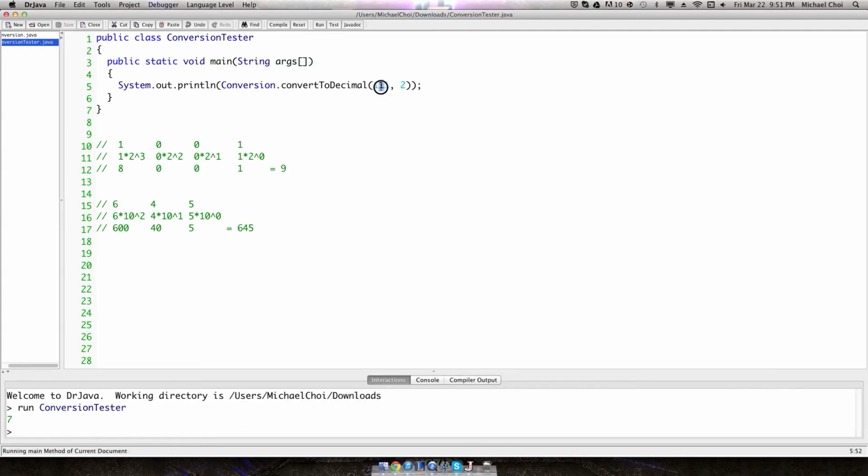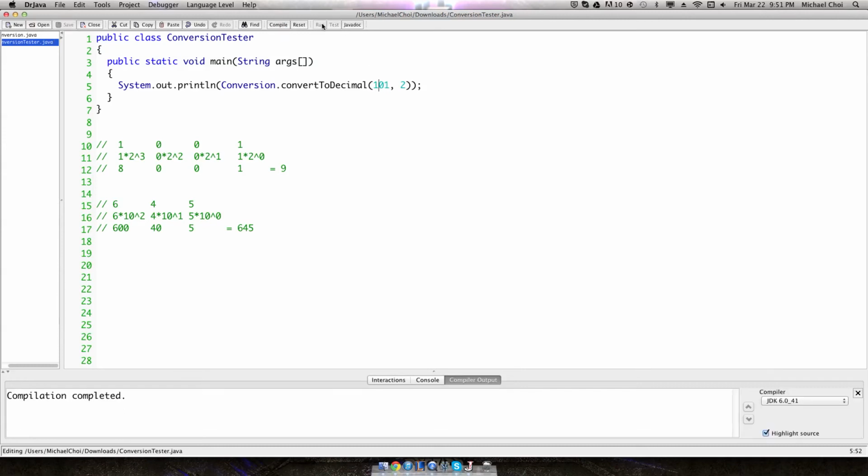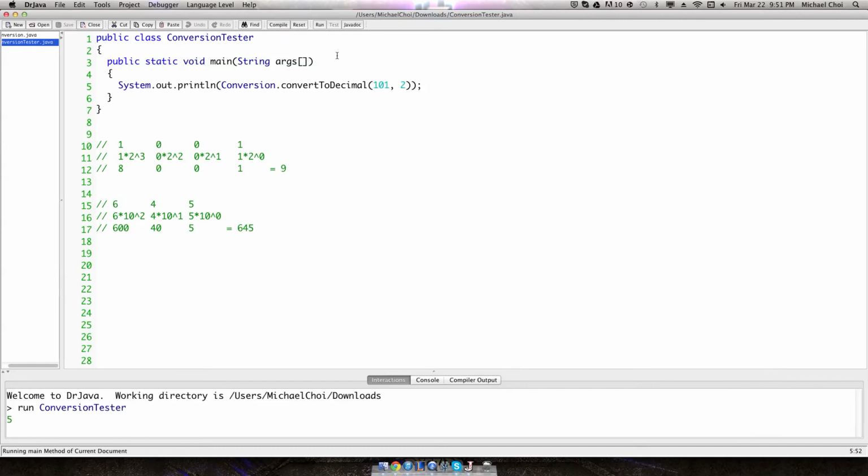Okay, let's assume this is 0. So that's 1 times 2 to the 0th, which is 1, plus 0 times 2 to the first, which is 0, plus 1 times 2 to the second, which is 4. So this is 4 plus 0 plus 1, which is 5. Okay, and so now we know it's working. Let's go on to our next method.